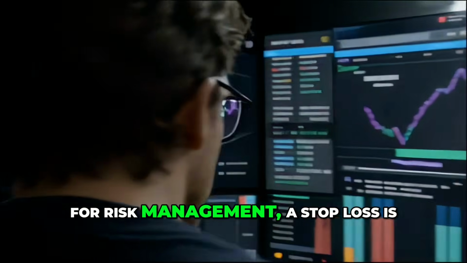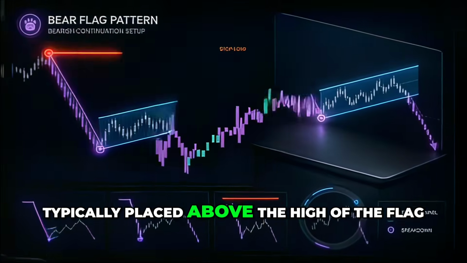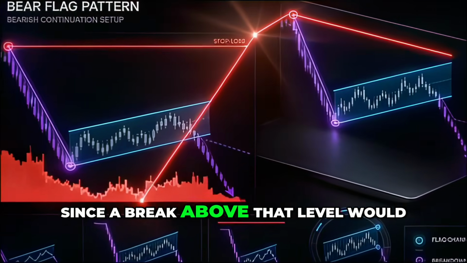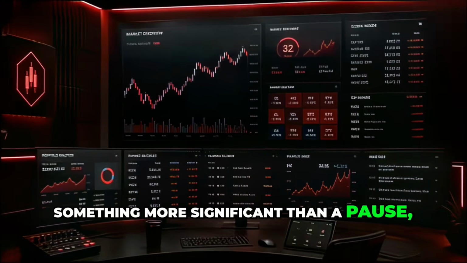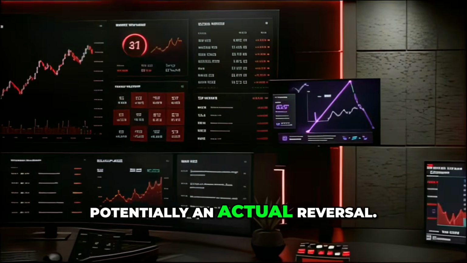For risk management, a stop loss is typically placed above the high of the flag, since a break above that level would suggest the bounce has turned into something more significant than a pause, potentially an actual reversal.